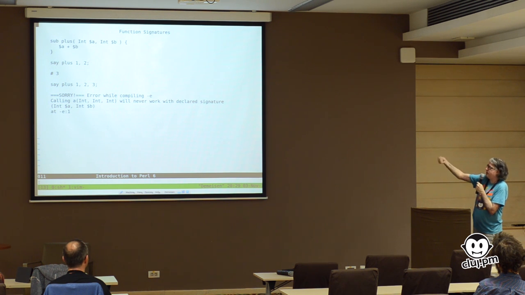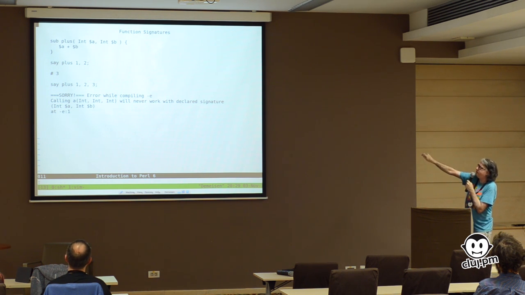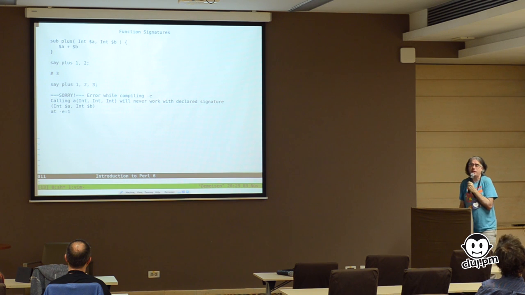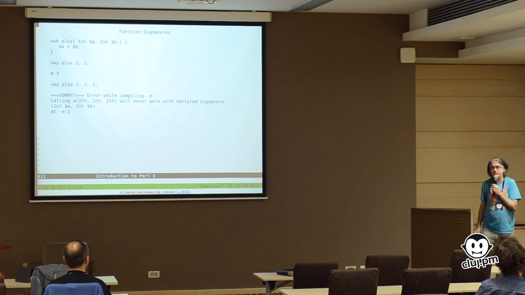In Perl 6, I have other slides later on, but we now have the ability to properly use function signatures to declare $a and $b as actual variable names. So you no longer need to worry about the old question of, well, did I write that with shift? Did I write that with underscore?